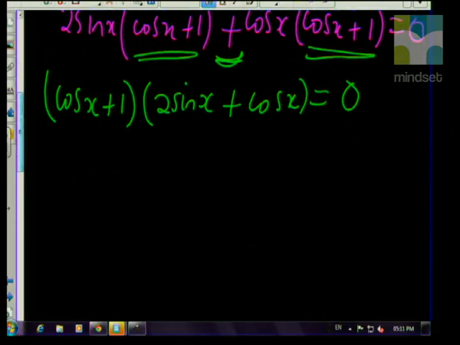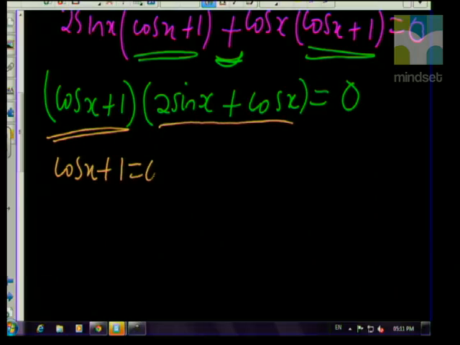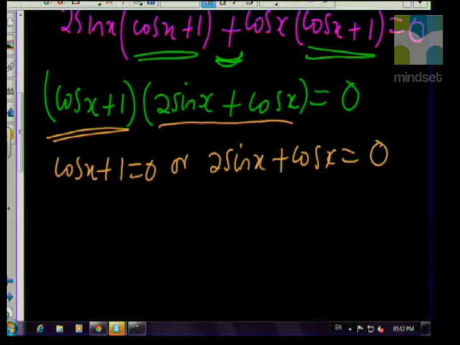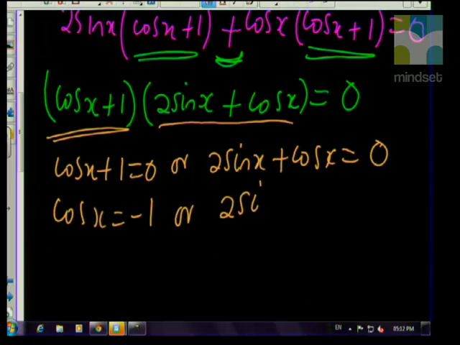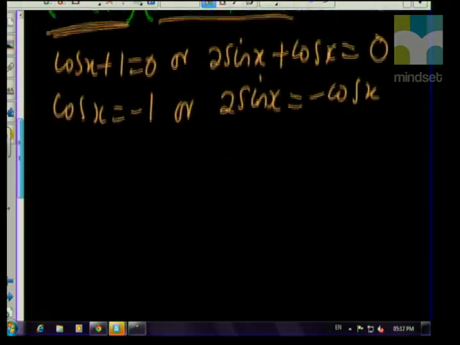Now, I've got two brackets here. There is this cos x plus 1 and the 2 sine x plus cos x. So this bracket cos x plus 1 is equal to 0, or 2 sine x plus cos x is equal to naught, right? This gives us cos x is minus 1, or 2 sine x is negative cos x.